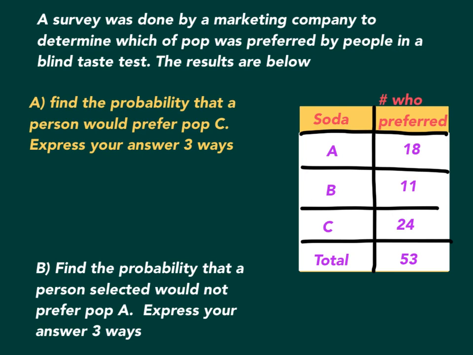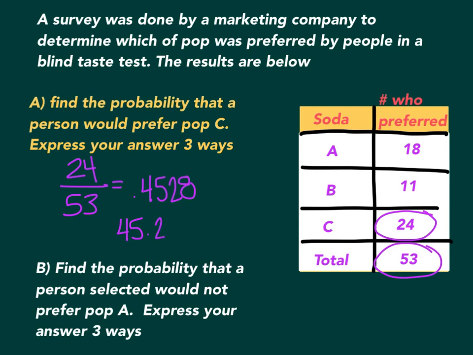All right, so I've got a table. That's how this is set up. And these are just referred to as cells. Cell 1 here with its corresponding B 11, C 24. My total is 53. So I have soda labeled A, B, and C. Again, it's blind. You don't know if it's Pepsi, Coke, Dr Pepper. And the number who preferred each one. So I want to know who preferred Pop C. Well, I can say that is certainly 24 out of, and they were nice and totaled it for me, 53. Now, again, it said 3 ways, so I'm going to say that's equivalent to 0.4528. And that was some crazy decimal, but I'm going to leave it at that. Or 45.28%.